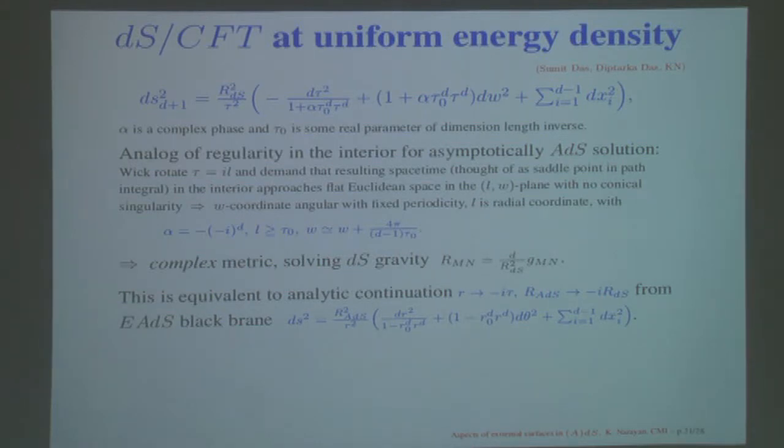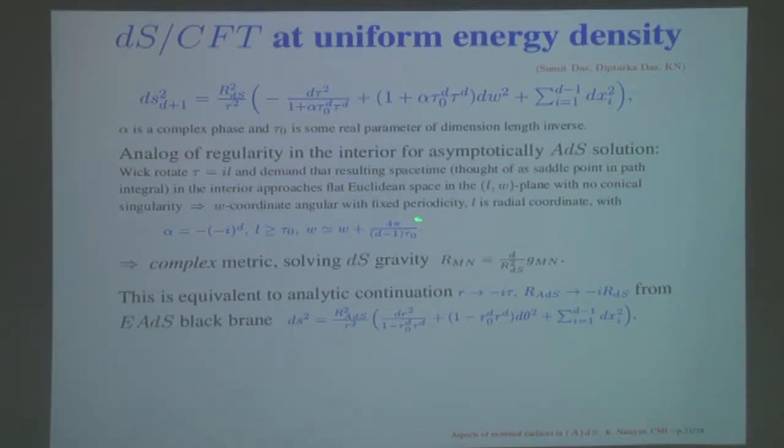So here's a class of asymptotically de Sitter spacetimes. In general, this alpha here is a complex phase. There are subleading normalizable pieces turned on. Tau equal to 0 is the boundary. This tau naught here is some real parameter of dimension length inverse. Okay.